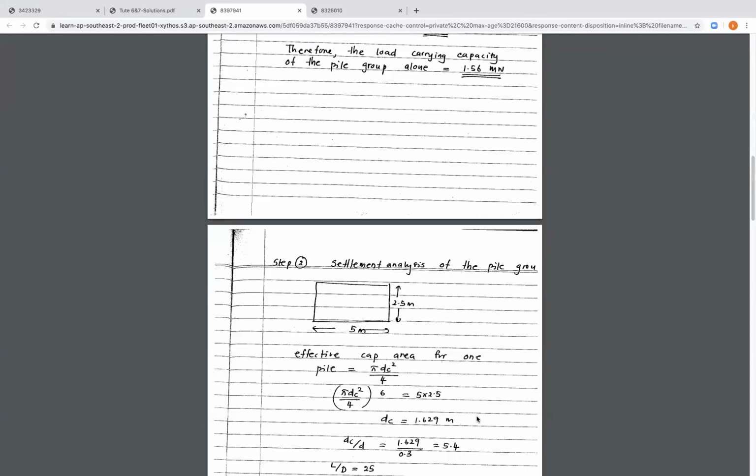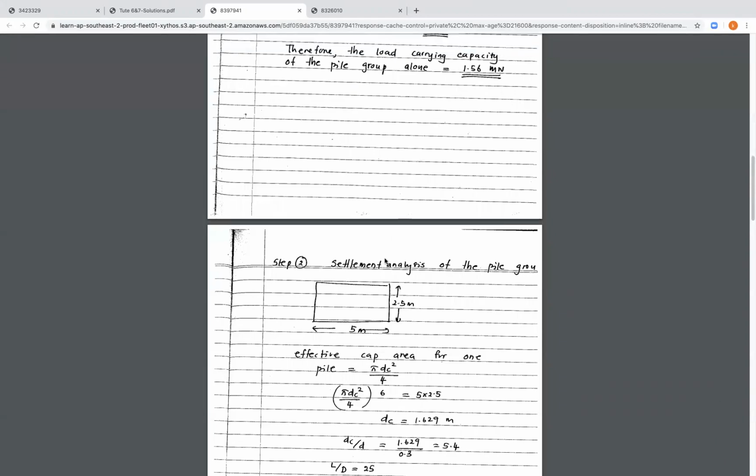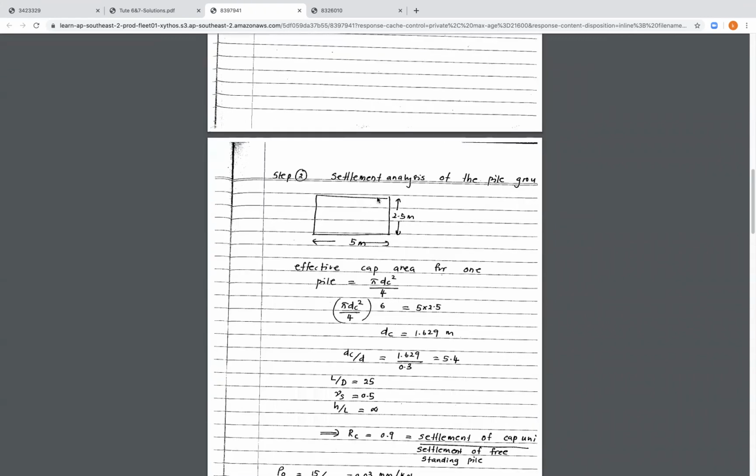So after we find the load carrying capacity of the pile group, which is 1.56 meganewton, we need to find the settlement of this pile system, because to find the settlement of the pile group system with the raft, we need to separate the pile group from the raft and find the settlement of each system separately from the other one. So to proceed with the calculation for the settlement analysis of the pile group, this is the layout of the pile group, which is 2.5 meter by 5 meter.